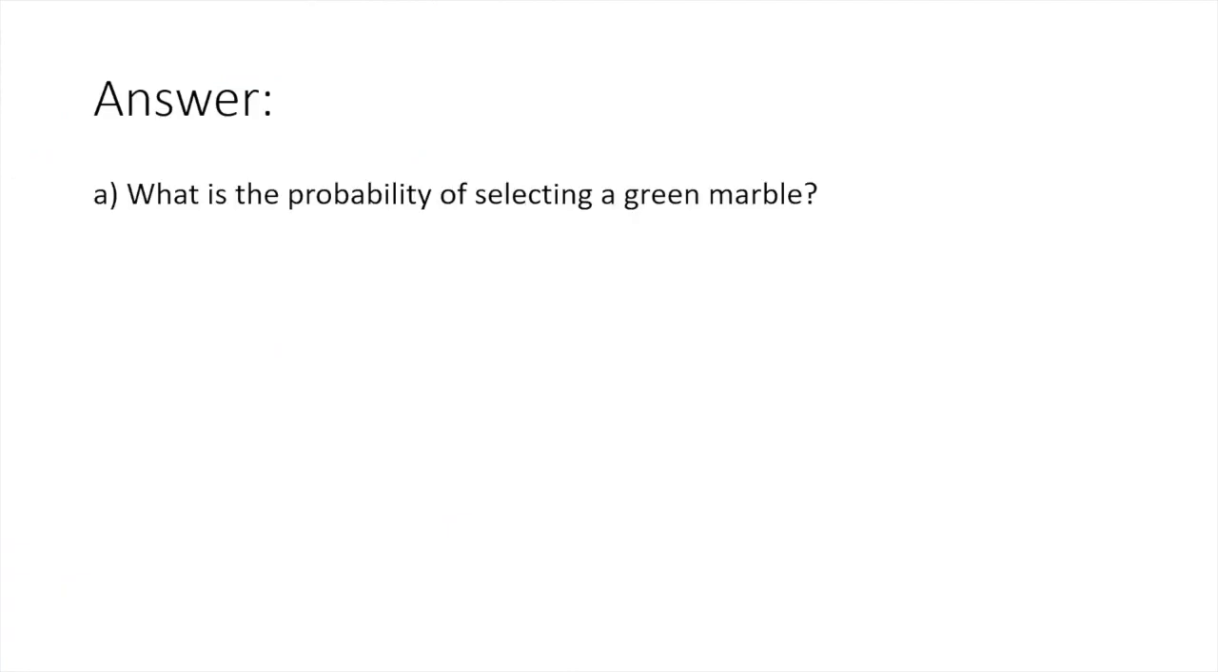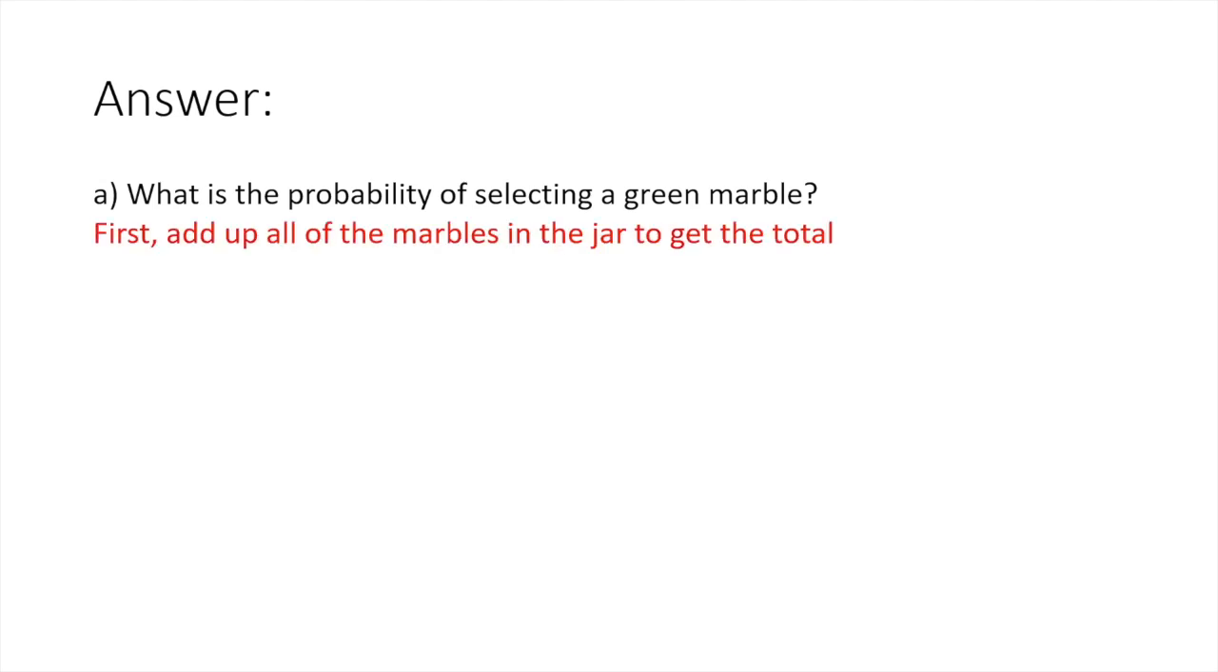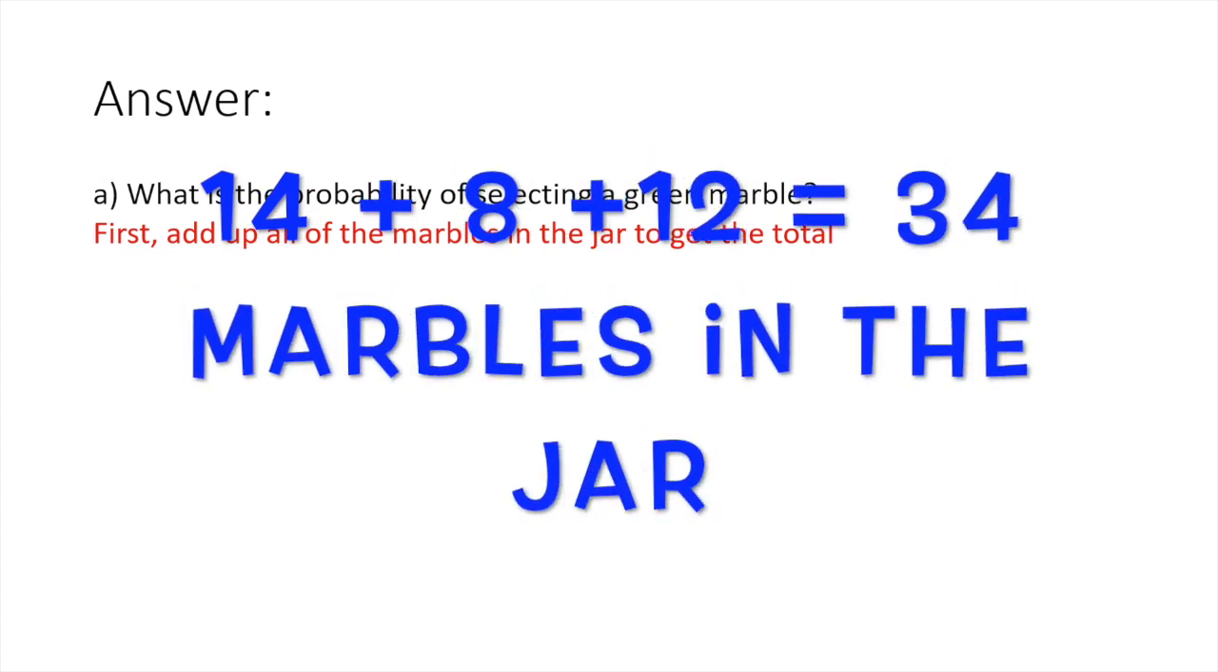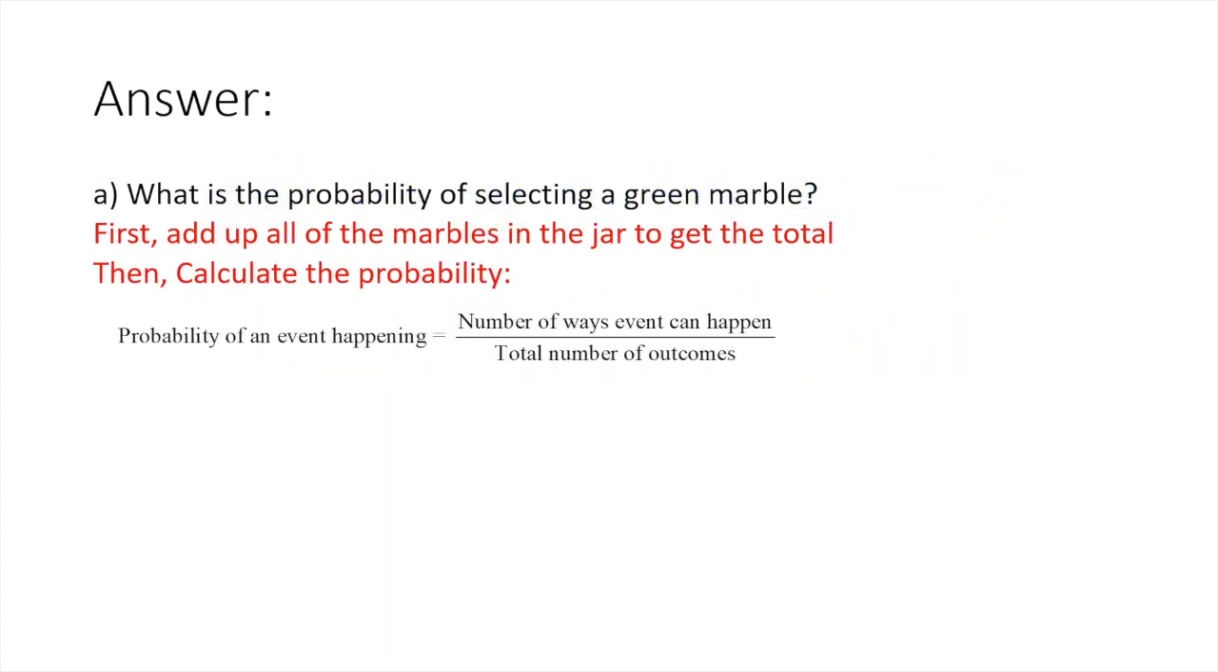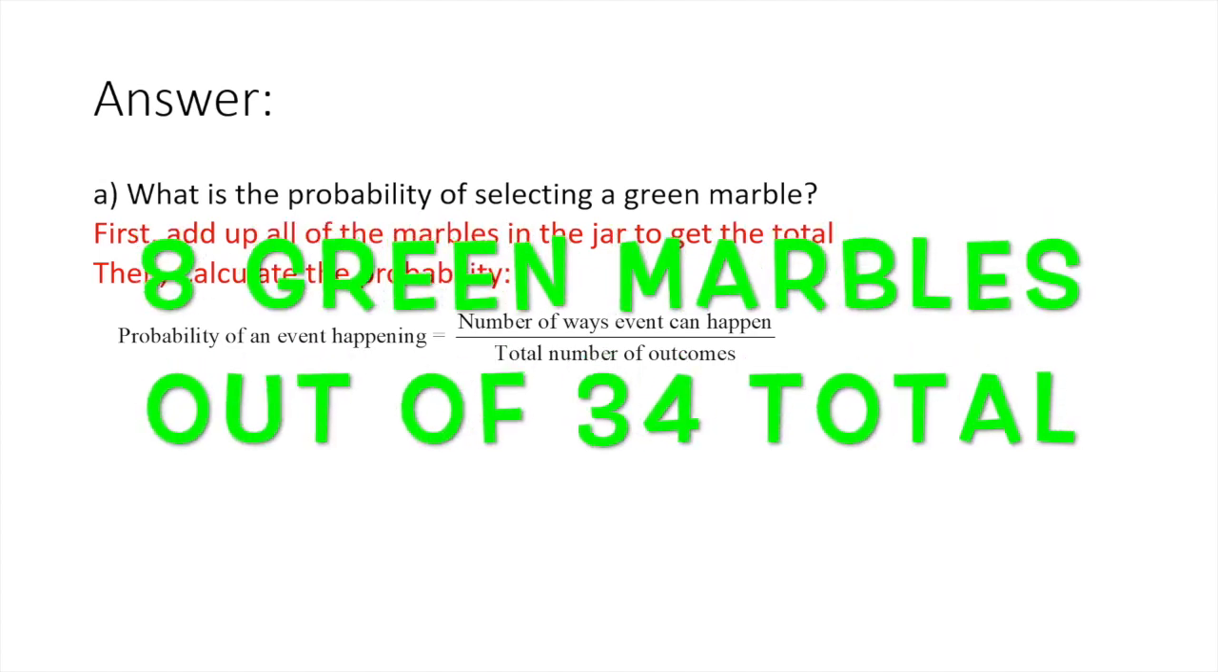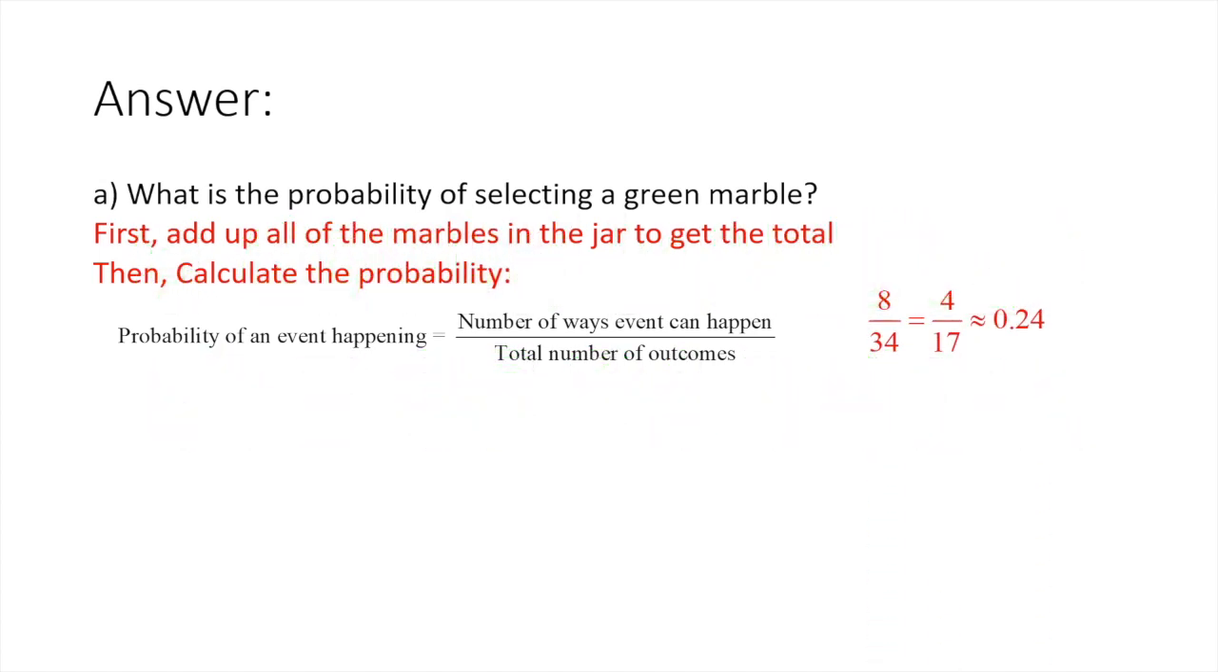Okay, so here we go with the answers. So what's the probability of selecting a green marble? So first, when we do this problem, the first thing we have to do is add up all the marbles in the jar to get the total. Then we need to calculate the probability using our formula, the number of ways the event can happen. So in this case, the number of green marbles we have out of the total number of outcomes, so the total number of marbles. And so we get 8 green marbles out of 34 total. That simplifies to a fraction of 4/17, which is about 0.24.